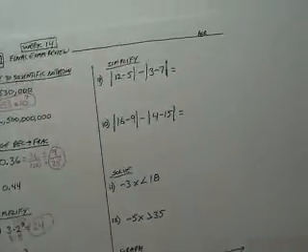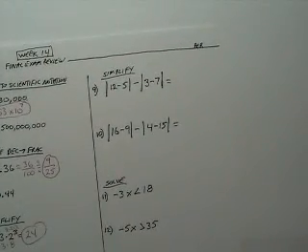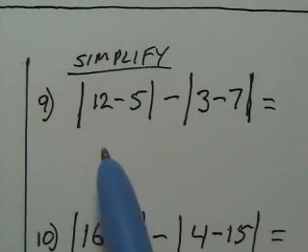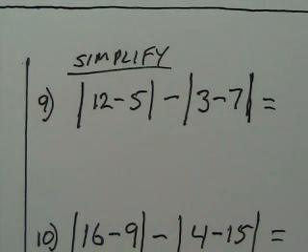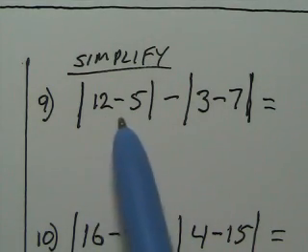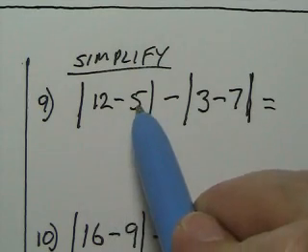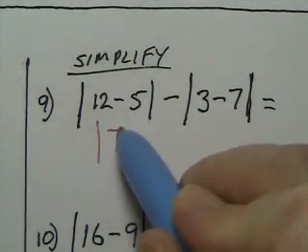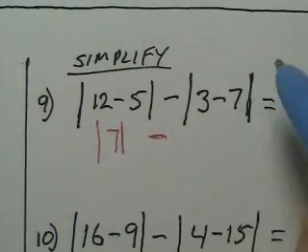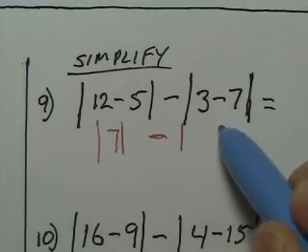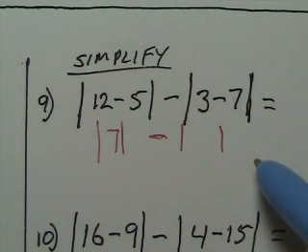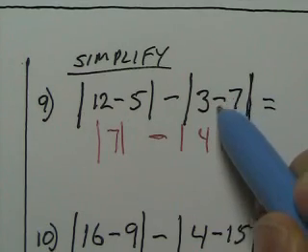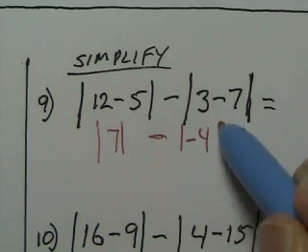Okay, now let's go to the top of the paper. Number 9. Okay, we want to simplify this expression. Remember, the absolute value means how far away is it from 0. So let's see, I have 12 minus 5. 12 minus 5 is 7. So I have the absolute value of 7 here, minus the absolute value of 3 minus 7. They're different signs, so it's subtract them. 7 take away 3 is 4, and there's more negative, so it's negative 4.